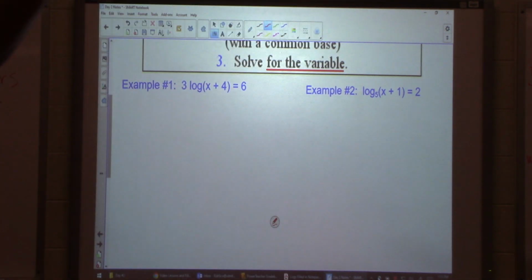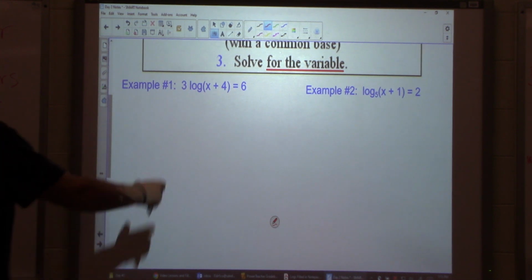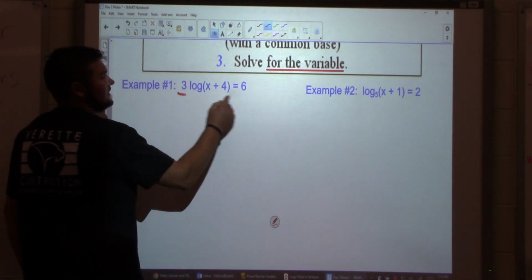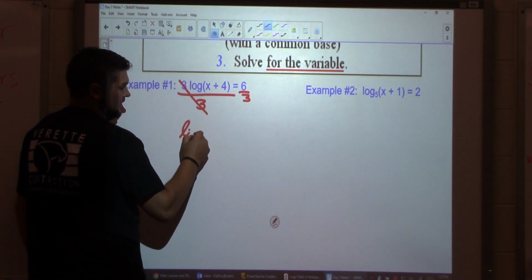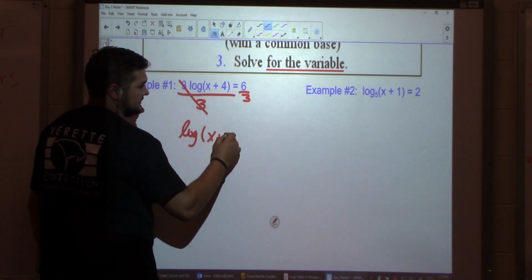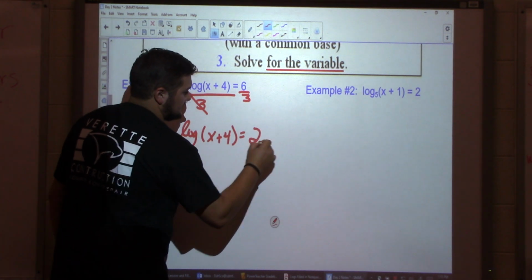First step, isolate the log. Get it by itself. What do I need to do? Divide by 3, right? I have 3 times this log, so divide by 3 on both sides. I get log of x plus 4 equals 2.